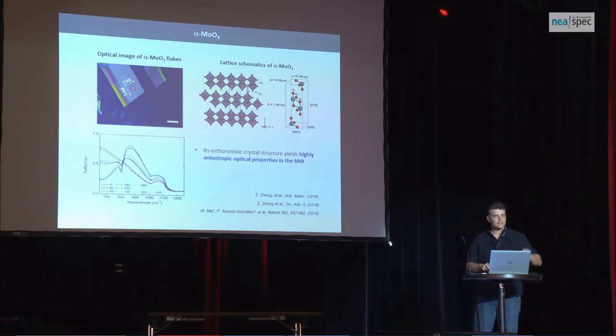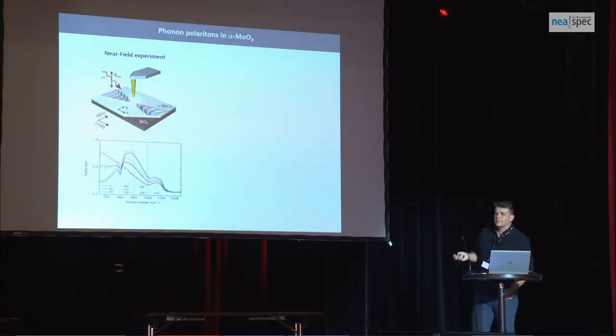In the plane, it is metallic along one direction, but dielectric along another. And in between, it's a mix. It's metallic, but it's getting more dielectric. So the experiment was, okay, we got these flakes, and we have this behavior.